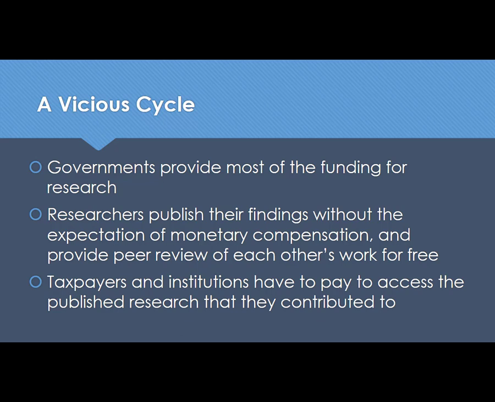Furthermore, the traditional scholarly publishing model perpetuates a vicious cycle. Governments provide most of the funding for research, hundreds of billions of dollars annually, and public institutions employ a large portion of all researchers. Researchers publish their findings without the expectation of compensation. Unlike other authors, they hand their work over to publishers without payment in the interest of advancing human knowledge. Through the process of peer review, researchers review each other's work for free.